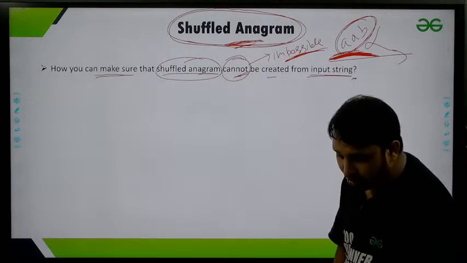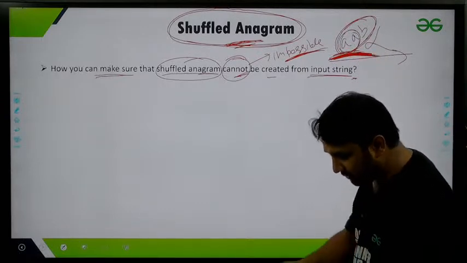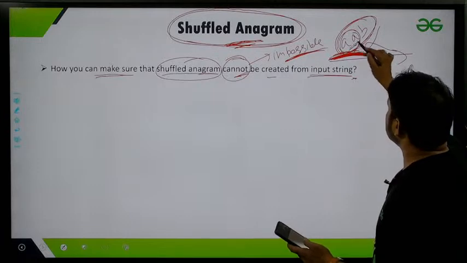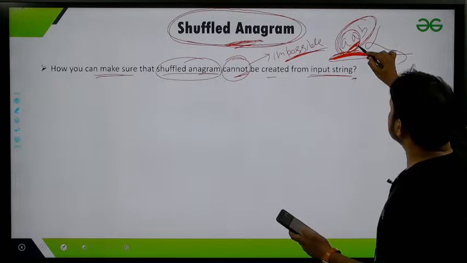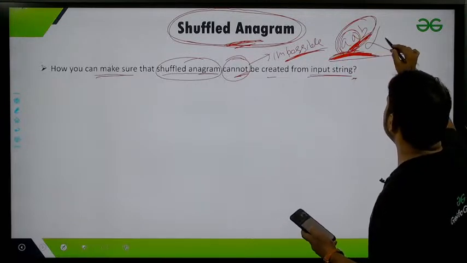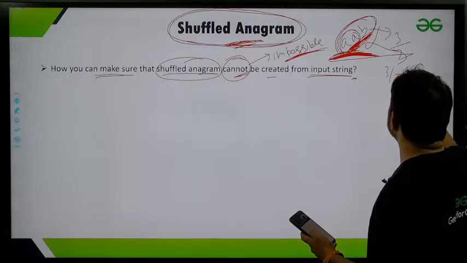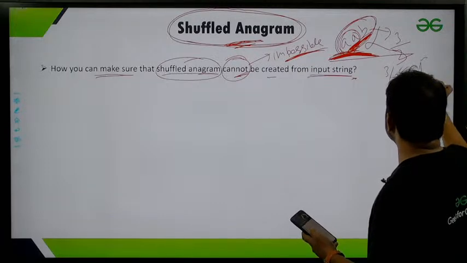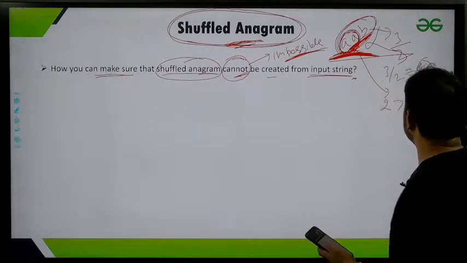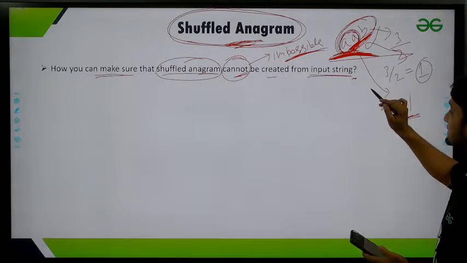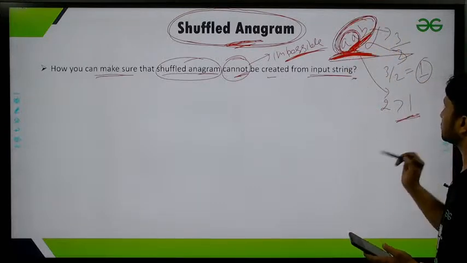If the frequency of any character, let me read what he has written. If the frequency of any character, let me take the character A, is more than half the length. The length of this string is 3, divided by 2, half is 1. The number of characters A here is 2. So 2 is greater than 1, so we can say that we cannot generate an anagram from this. Yes, you are right. Your solution applies here.